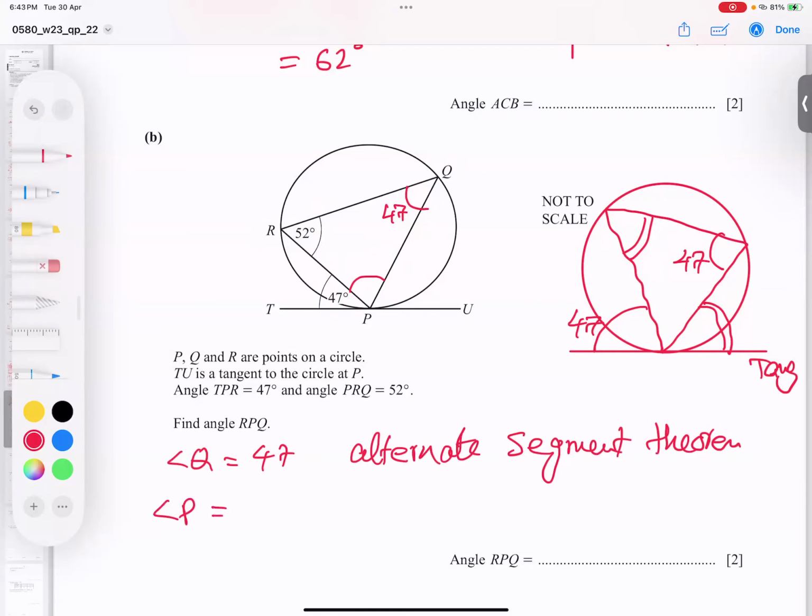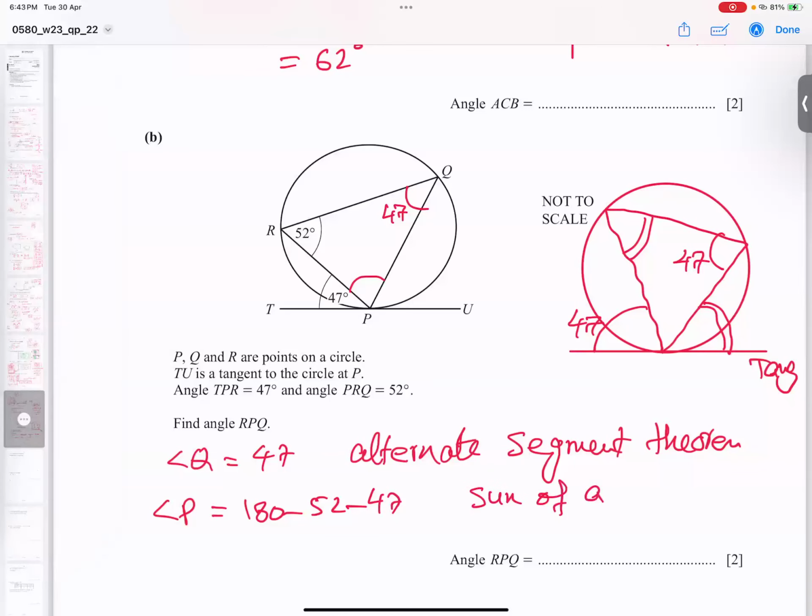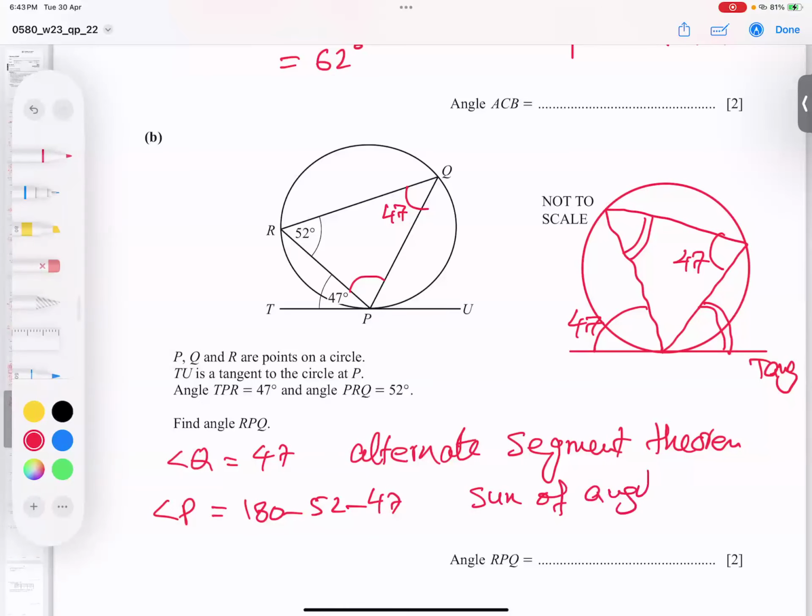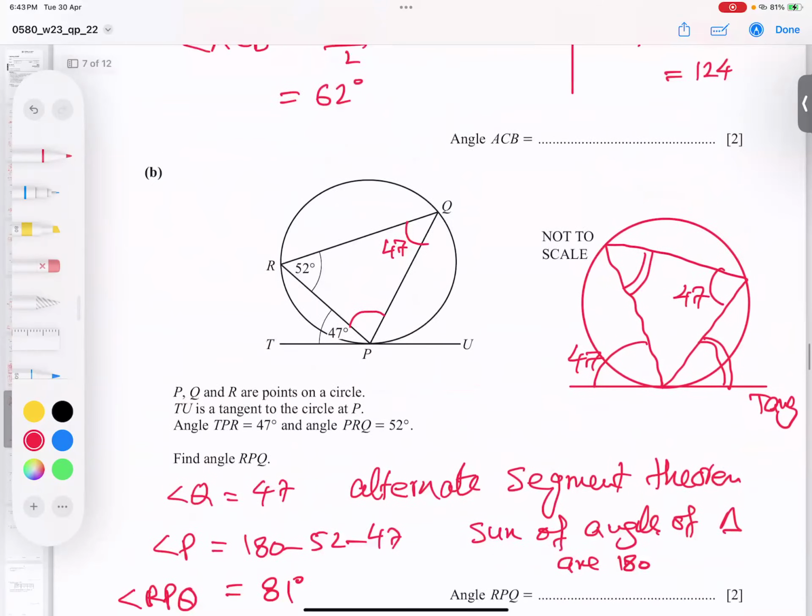Angle QP is equal to 180 minus 52 minus 47. You know that the sum of the angles of a triangle is 180, so this is a subtraction, and it gives us 81. I believe you got my point very clear. Let's go for the next question.